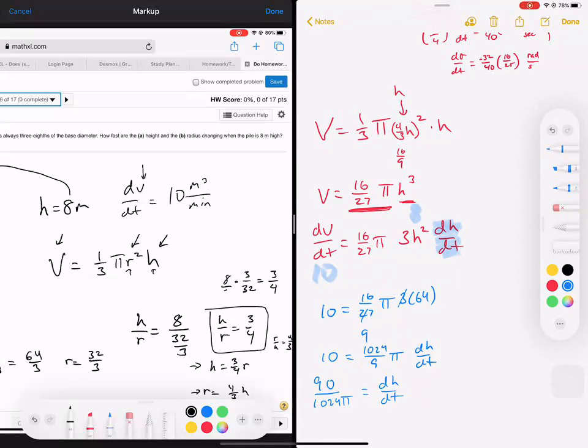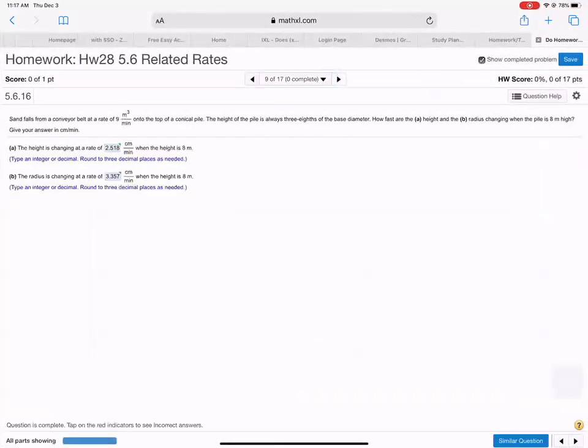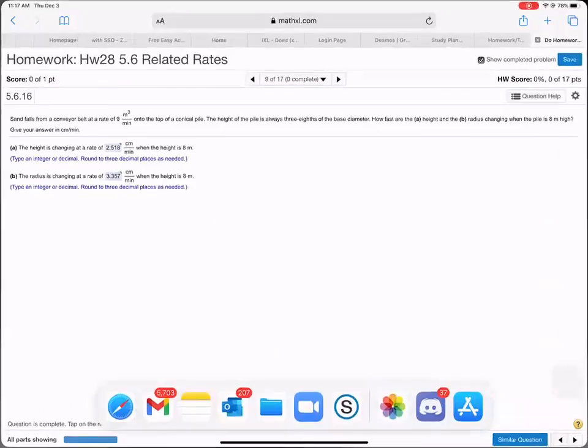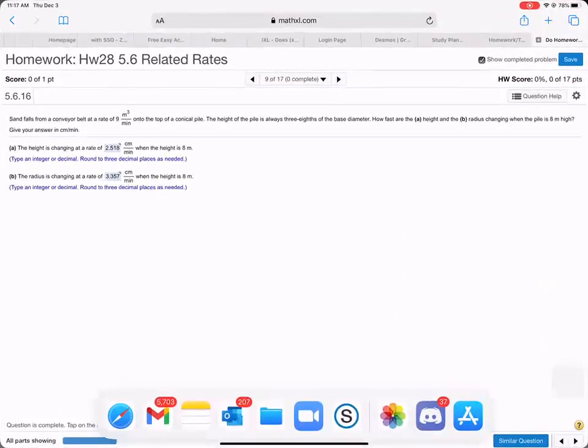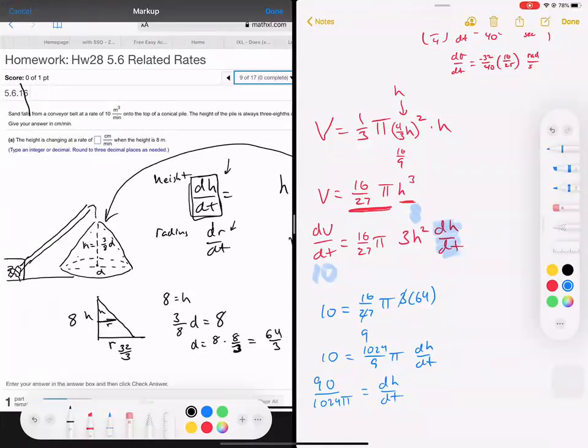Okay, I'm going to jump over here to see what the answer is. See if it's something close to what we got. 2.518. Oh, they switched it to centimeters too. Why is it in centimeters? I wonder. 2.518. It's an evil program, not made for learning.